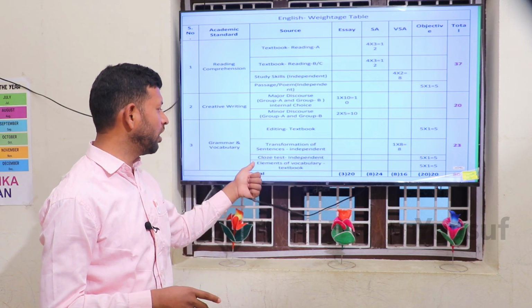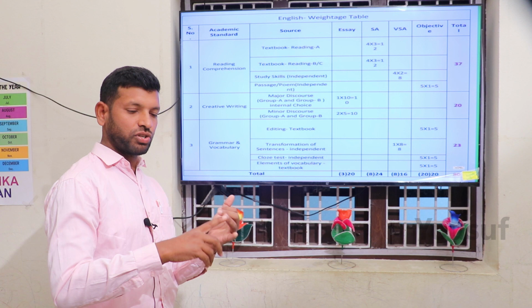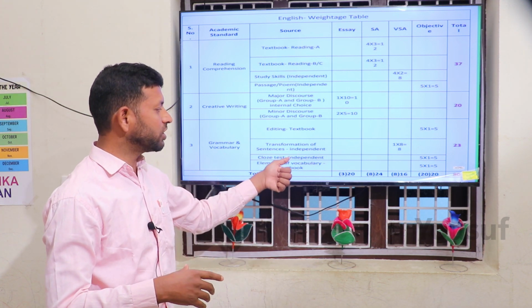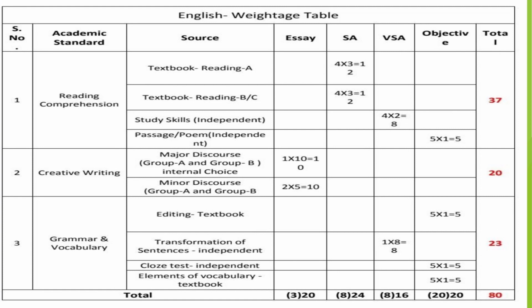Right, then come to the closed test, independent. Prepositions, articles, and verb forms all together. There will be a closed test, independent. So how many marks? 5 on the 5.